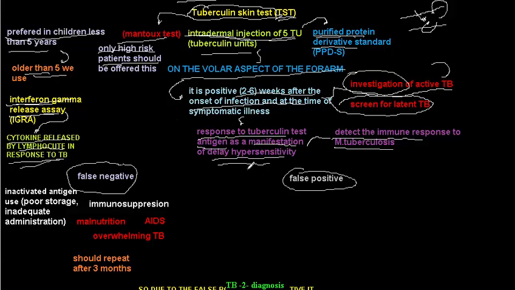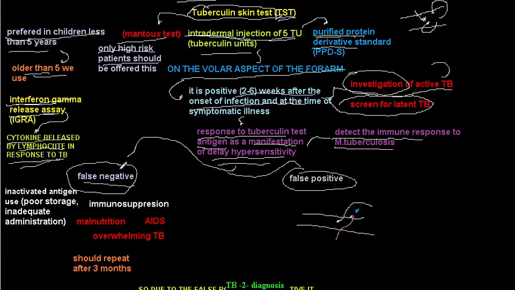Okay, so the bad news about the tuberculin skin test is that it has false negative and false positive values. What do we mean? The tuberculin skin test depends on 3 factors. It depends on the antigen that we administer to the patient, it depends on the immune response to this antigen, and it depends on the time you apply this procedure.